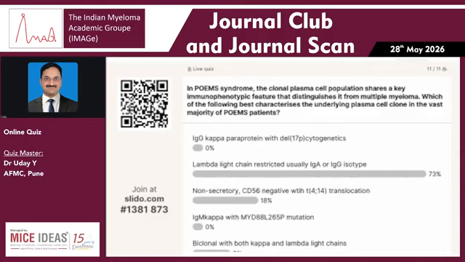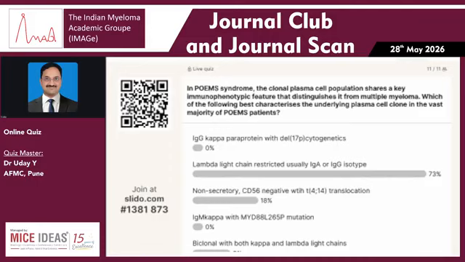Very good. Most of you have got it right. Please understand, lambda light chain restriction is almost universal in POEMS syndrome. There's a paper by Tompkins et al., which shows that 100% of the patients had lambda restriction. IgA and IgG isotypes predominate when compared to others.